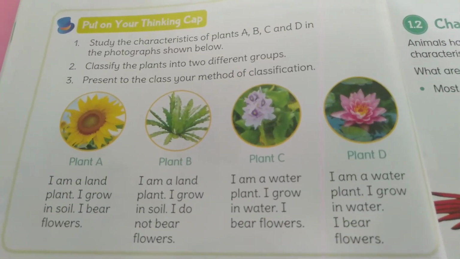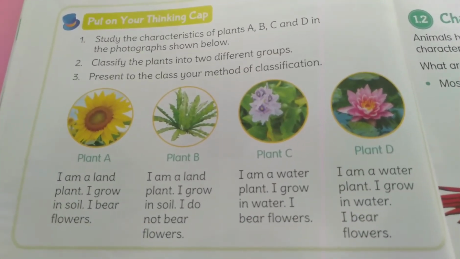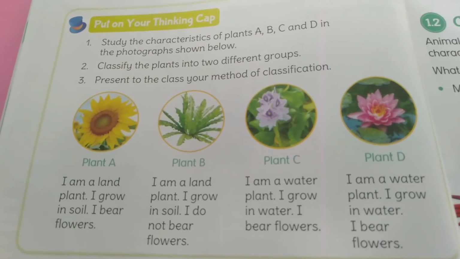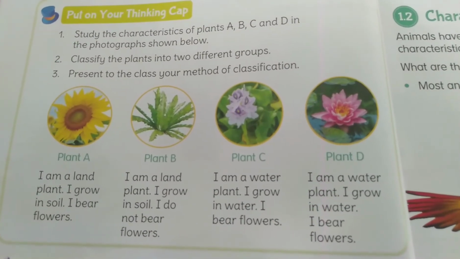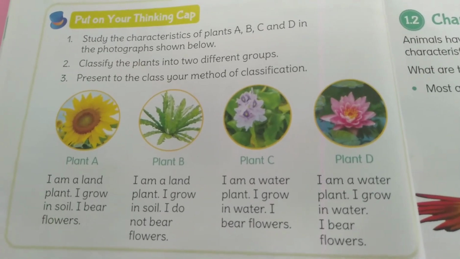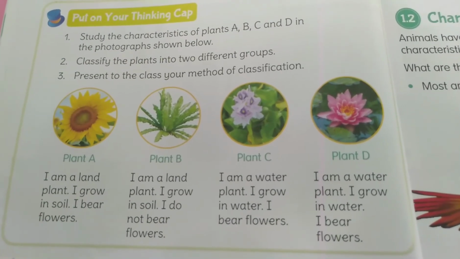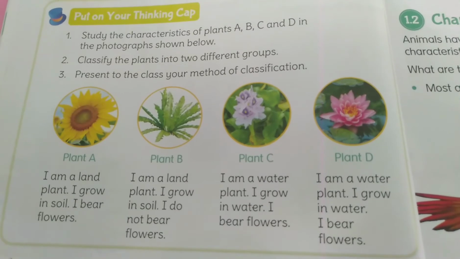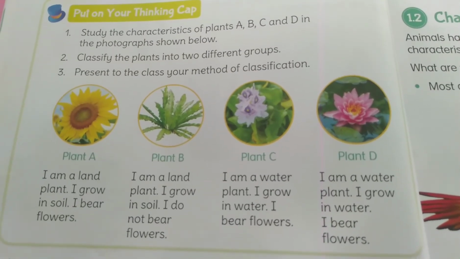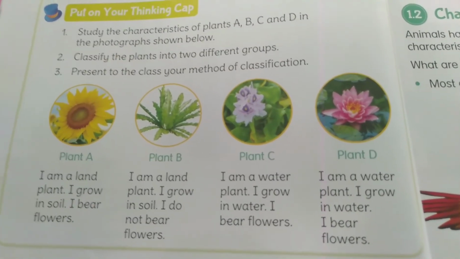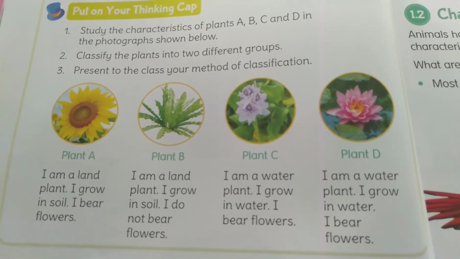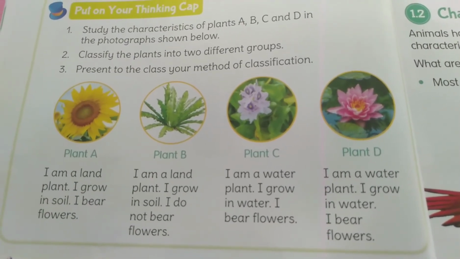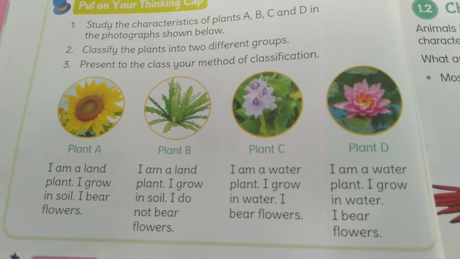Okay, now class, open your book at page 6, chapter 1. Put on your thinking cap. Number 1: study the characteristics of plants A, B, C, and D in the photograph shown below. Classify the plants into two different groups. Present to the class your method of classification.